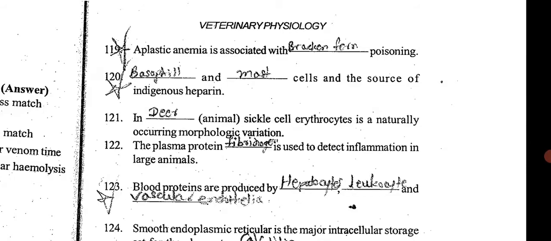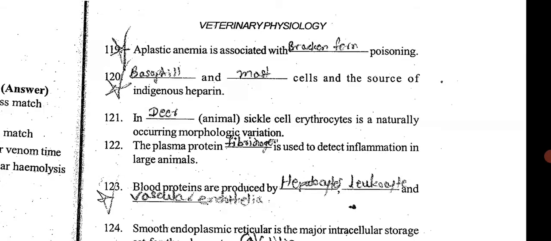There are also blood proteins secreted from leukocytes, and a special leukocyte is involved in regulation against pathogens through cell mediated immunity, by proteins such as interleukins, interferons, and tumor necrosis factors. So hepatocytes are also involved in blood protein synthesis. Vascular endothelium is also involved in blood protein synthesis. The plasma protein fibrinogen is the inflammation detector and can be used to detect inflammation.